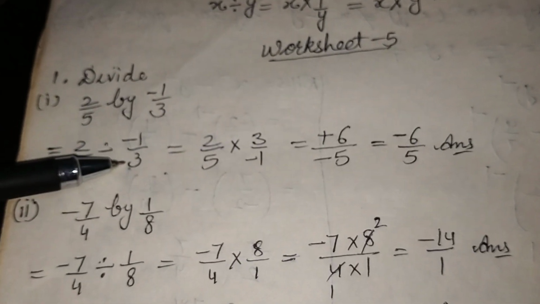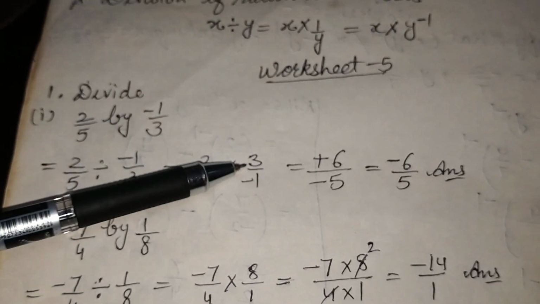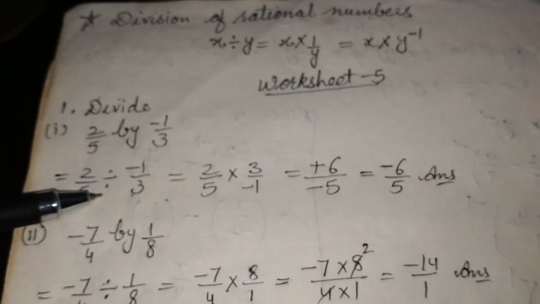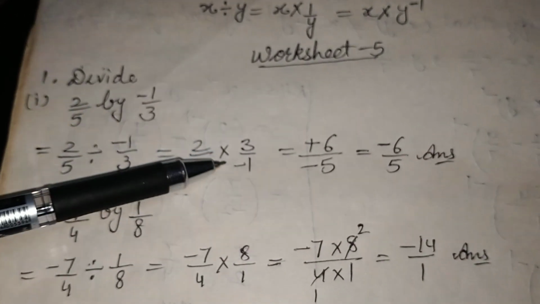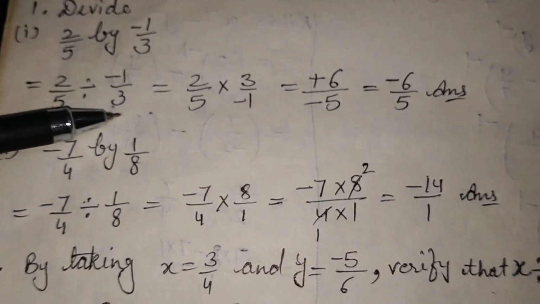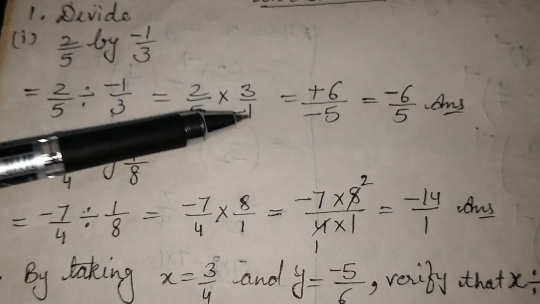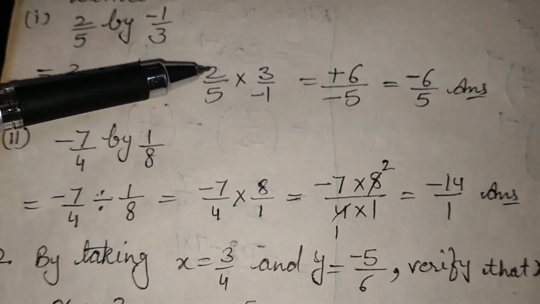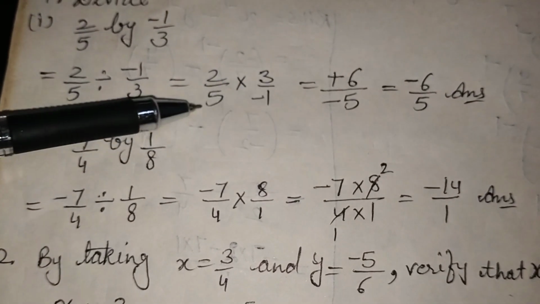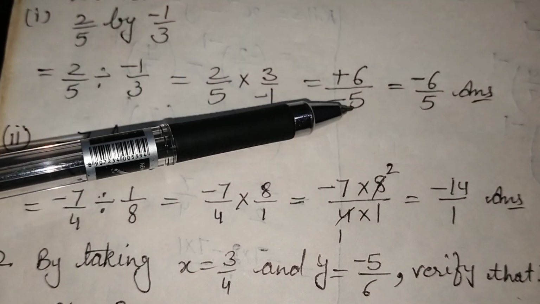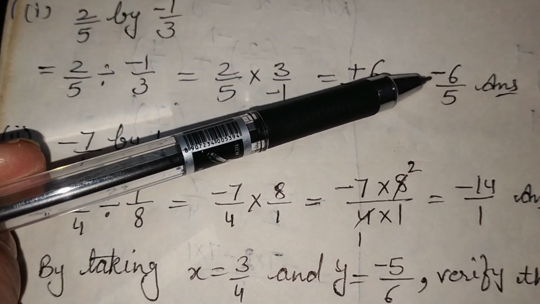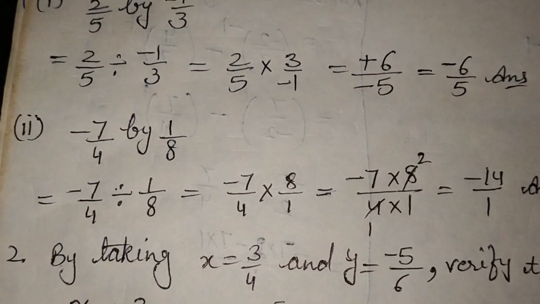Here minus 1 upon 3 is given. We will write it as 3 upon minus 1. In place of division, we will write multiply. Now, in case of multiplication, we know we will multiply numerator by numerator and denominator by denominator. We will write it in standard form, the minus sign will be with the numerator. Okay, this is the answer.